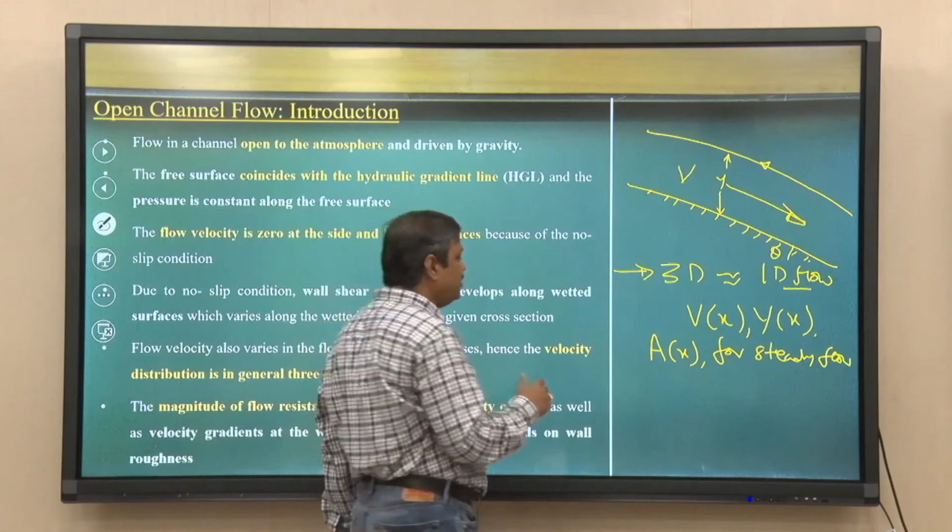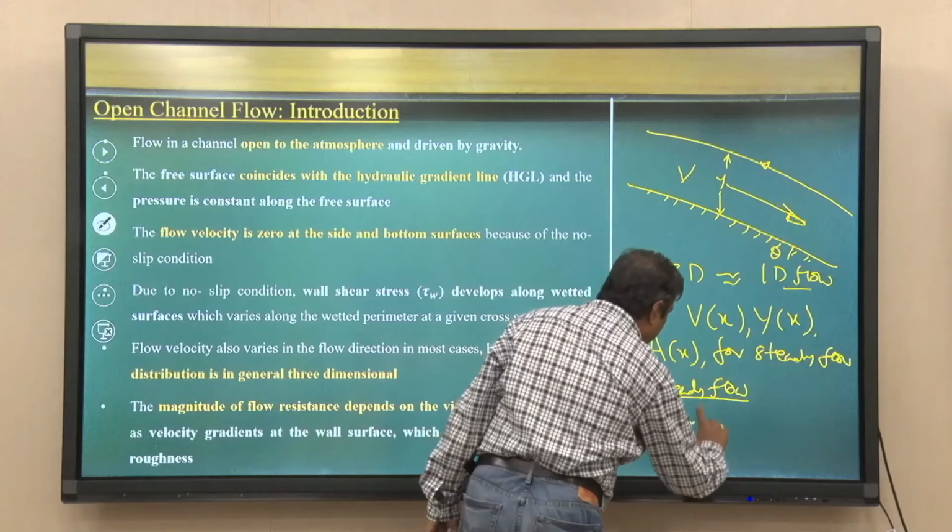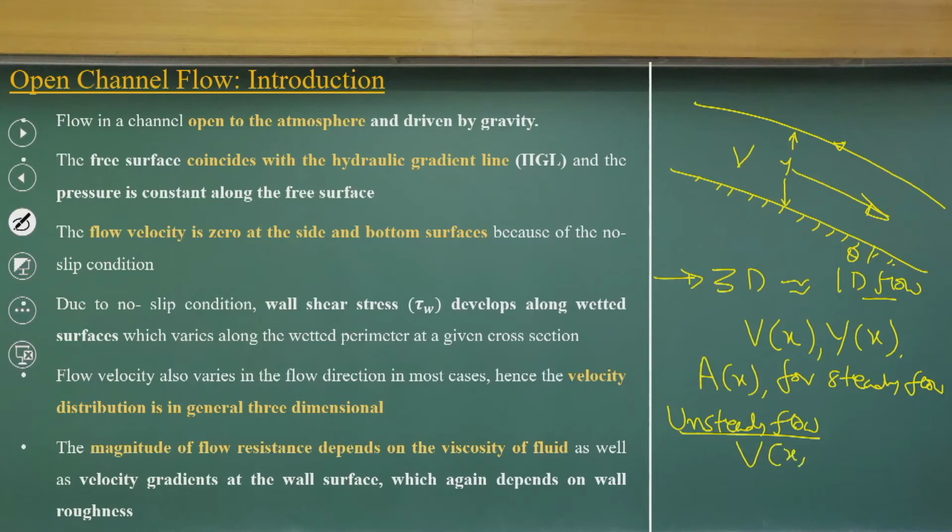But if there is unsteady flow, most of the time we also encounter unsteady flow with one-dimensional approximations. We have z_b(x,t), y(x,t), and area A(x,t). That is what we discussed a lot.